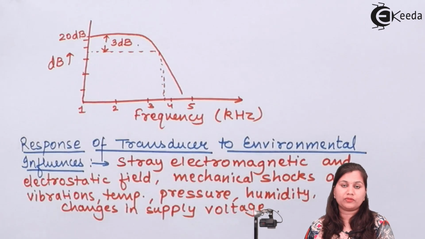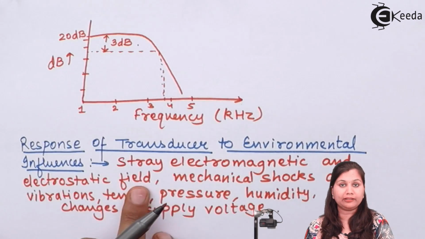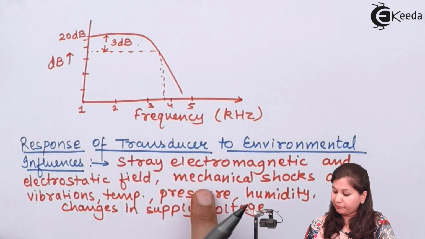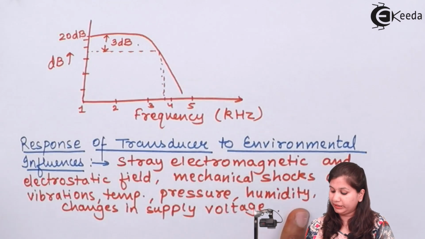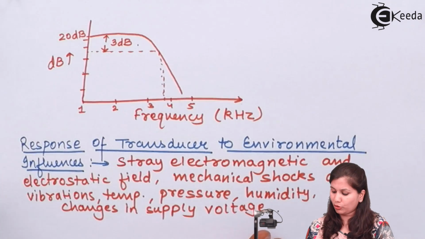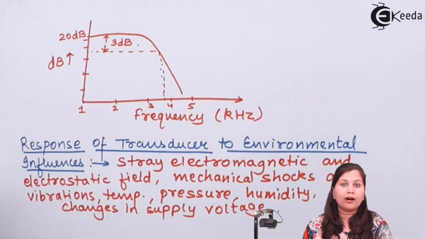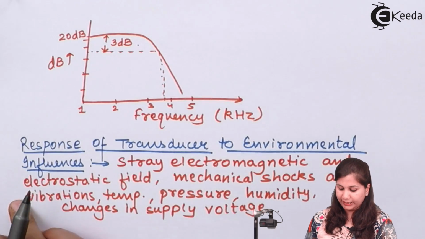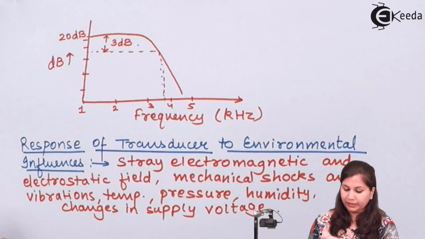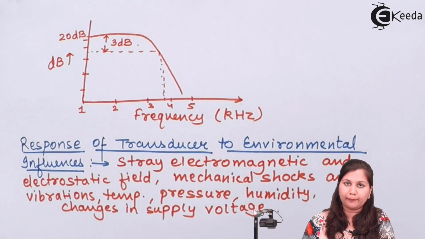There are various factors which come under the environmental conditions, like if there is any stray electromagnetic and electrostatic field present around the transducer, if mechanical shocks and vibrations are present, if there are changes in the temperature, pressure, humidity, if there are changes in the supply voltage, and also if there are improper mechanical mountings. All these factors can affect the performance of the transducers. So the transducer which we are selecting for a particular application should be guarded against, or protected against, these environmental influences, or we can say these interfering and modifying inputs. Okay.